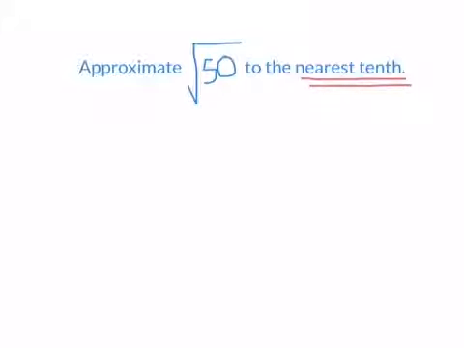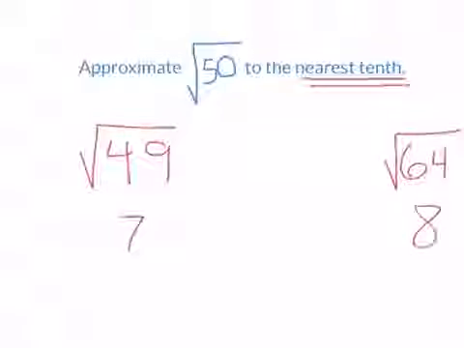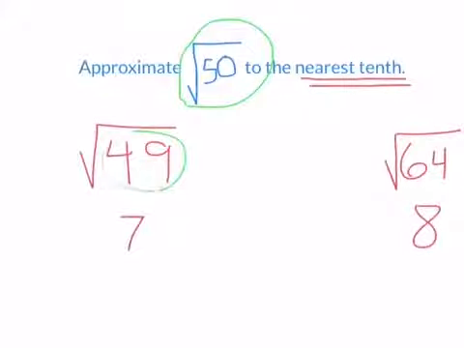All right, so if I'm trying to approximate the square root of 50, I know that the square root of 49 is equal to 7. And the square root of 64 is equal to 8. So hopefully I can see right away that this is going to be somewhere between 7 and 8, because it's bigger than 49, smaller than 64.